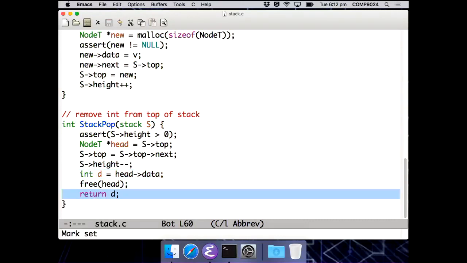Note that we cannot write return head data directly here because we've just freed that element head. And in principle, that means the memory is no longer available and might have already been overwritten. And that's all we have for this stack implementation.